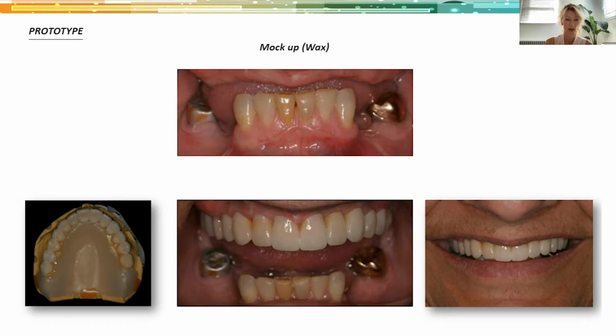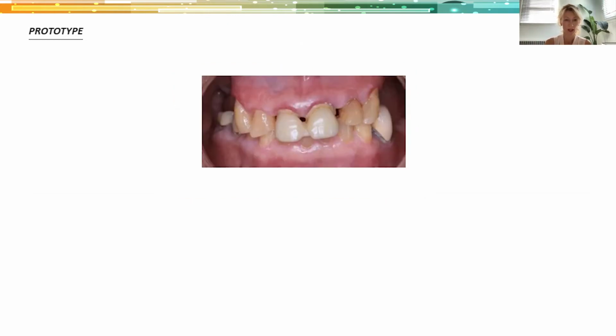For this patient, edentulous maxilla, we created a record base with wax teeth, which we tried in the patient's mouth, did some modifications, and this is our prototype for planning the rest of the treatment.